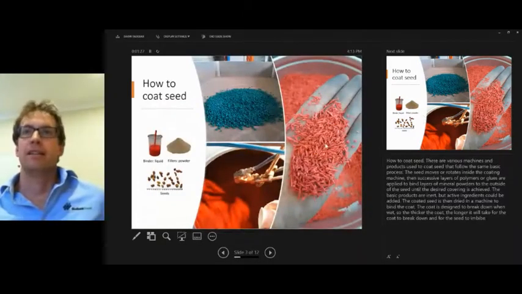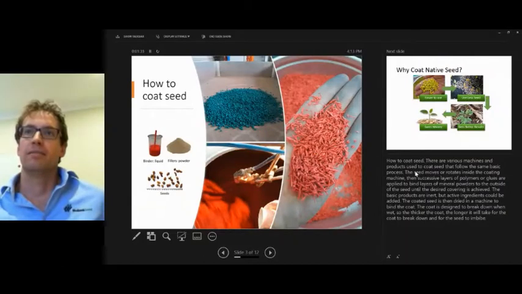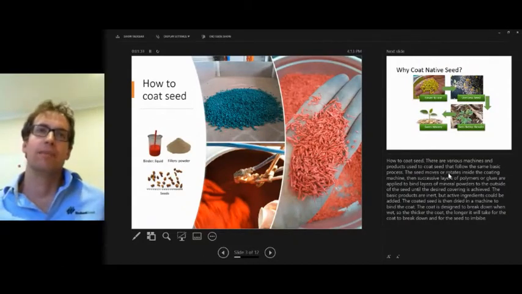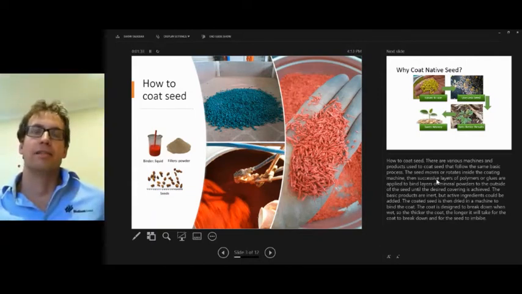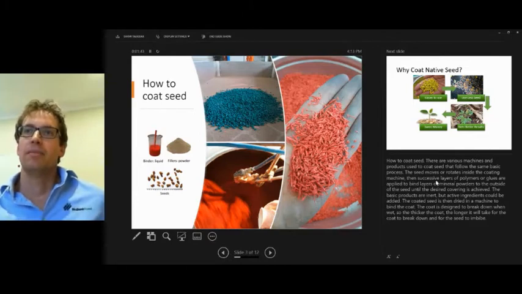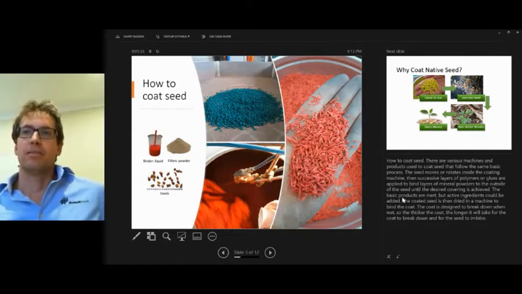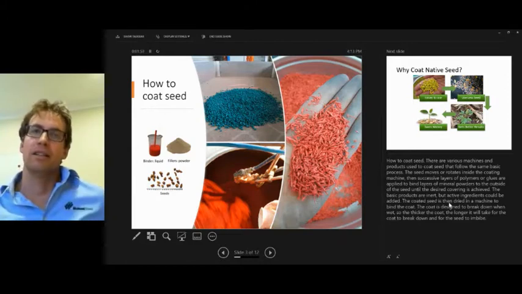So how do we coat seed? There are various machines and products used to coat seed that follow the same basic process, which is spinning the seed around in a rotating drum or a pan, and then successive layers of polymers or glues are applied to bind layers of mineral powders to the outside of the seed until you've got the desired covering. So the basic products here are all inert, but you can add active ingredients as well, if you should need to target something specific in the mix.